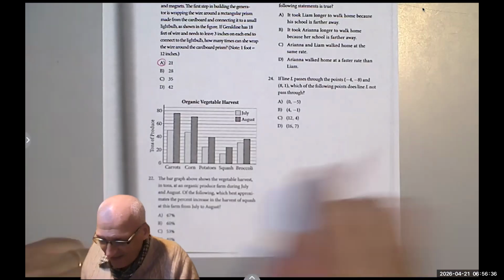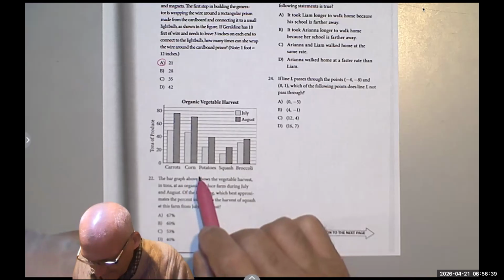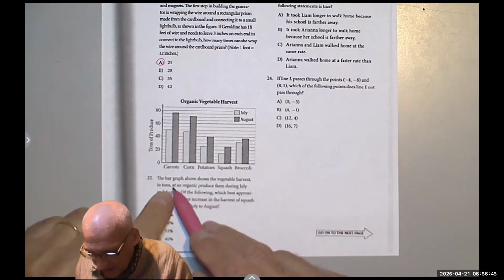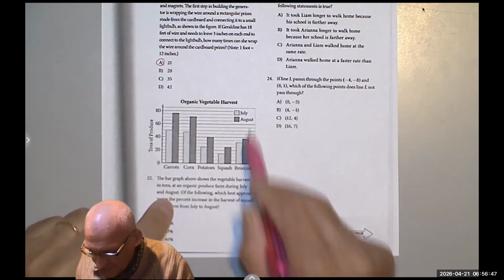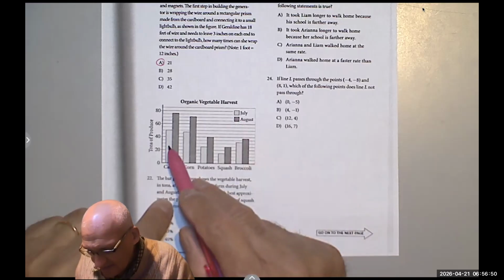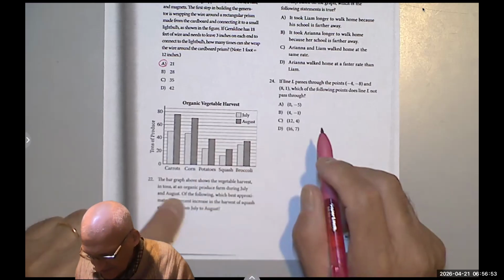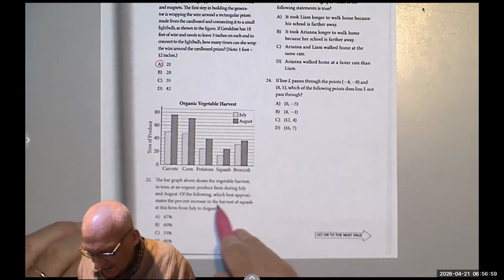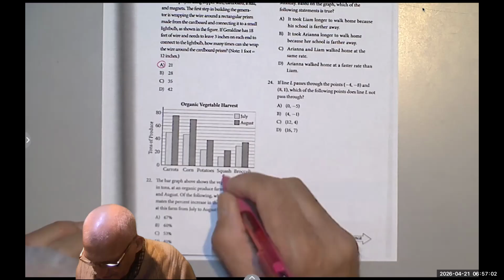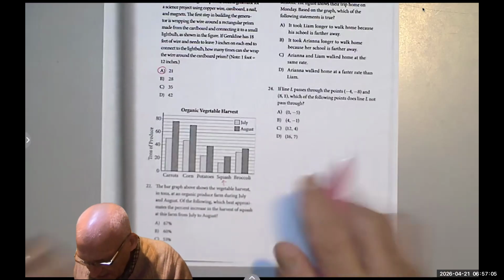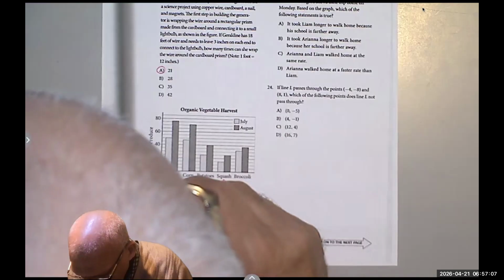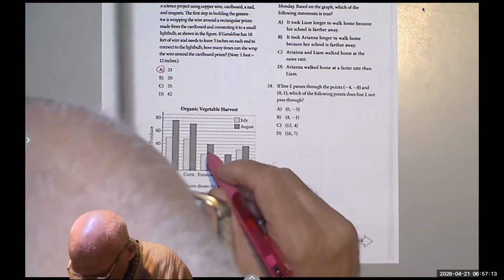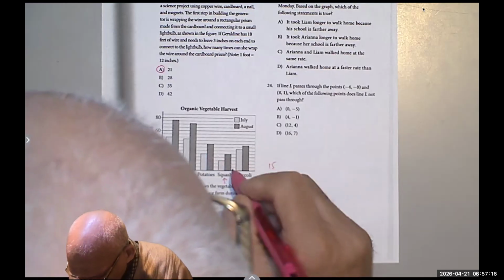Okay, organic vegetable harvest. The bar graph above shows the vegetable harvest in tons at an organic produce farm during July and August. So the light is July and the dark is August. Of the following, which best approximates the percent increase in the harvest of squash from July to August? So July was, this is 1, 2, 3, 4, so 5, 10, 15. And then it increased to, oh, this is the squash, 25.